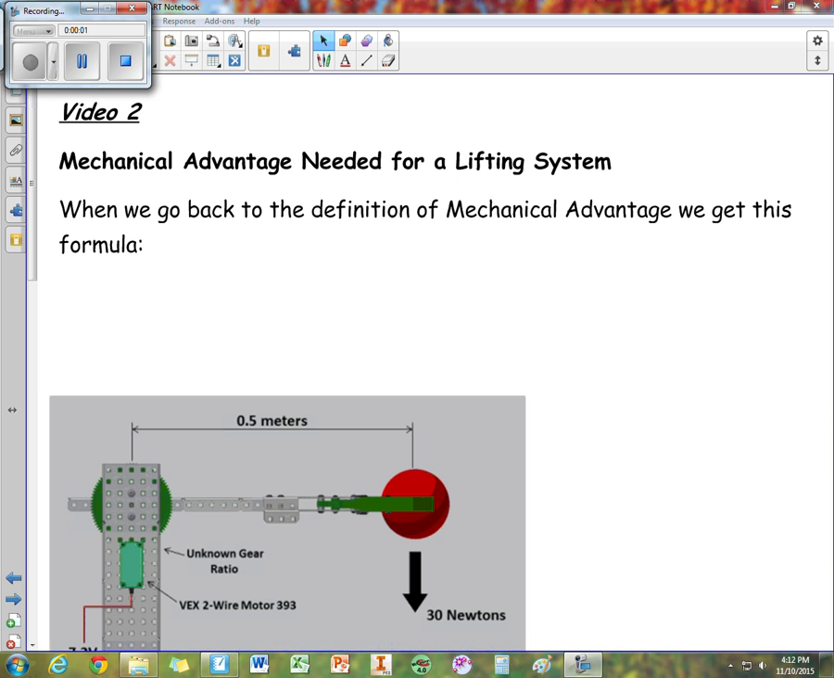Okay, welcome to video 2 for the Advanced Drivetrain Unit Notes. Now, to start this one off, I want to talk about how to calculate the mechanical advantage needed for a lifting system. To help us, we need to go back to the definition for mechanical advantage. It's going to be the output torque equals the input torque times your mechanical advantage.